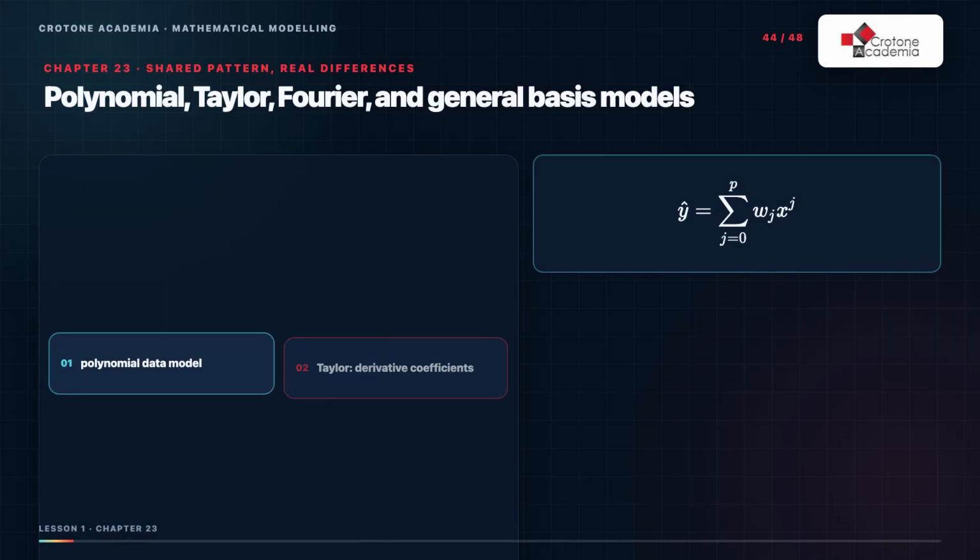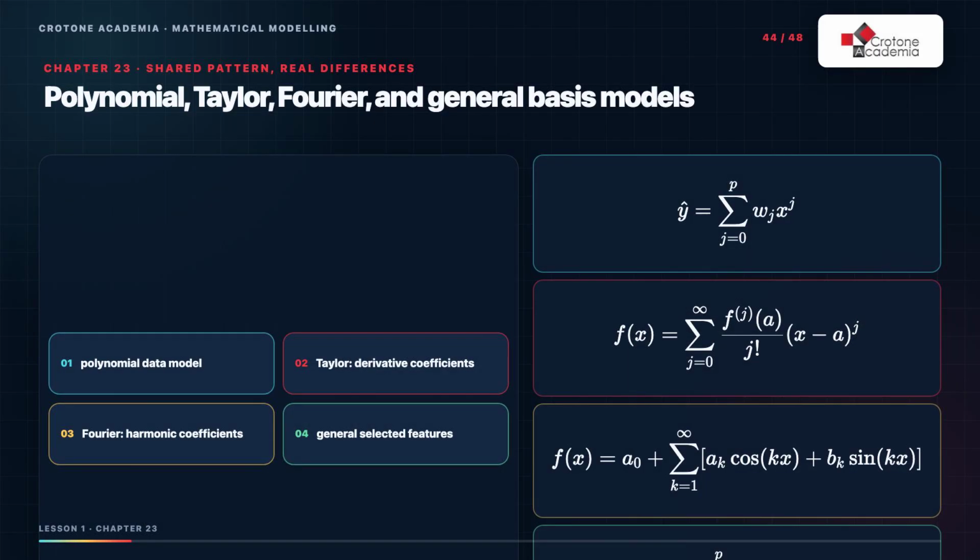Place the four representations side by side. A polynomial data model uses powers of x and estimates weights from observations. A Taylor expansion uses powers around a point and derivatives of a known function. A Fourier series uses sinusoidal harmonics with coefficients obtained from integrals for a known function or estimated from sampled data. The general basis model uses selected building blocks, phi sub j, and weights w sub j. Their shared pattern is function equals a sum of coefficient times building block function. Their assumptions, coefficient generating methods, and typical interpretations remain different.